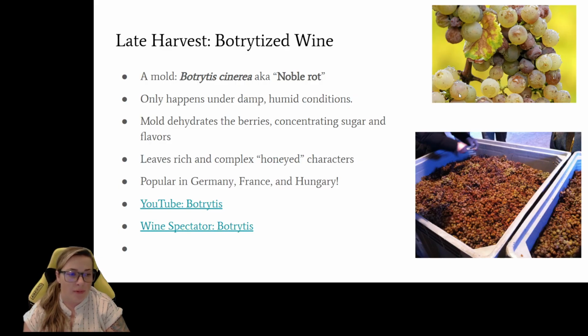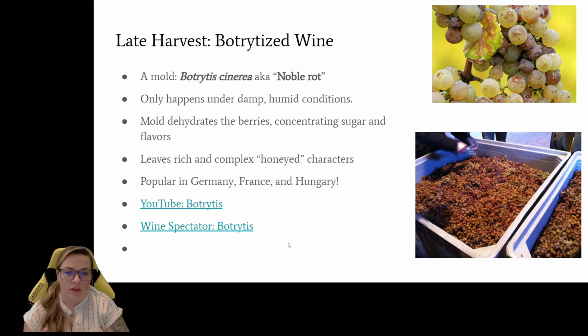It's very, very popular in Germany, France, and Hungary. I have a couple articles, an article and a video for you guys if you'd like to learn more. Overall, they make very good wines, very expensive, high quality. It takes a lot of labor to go through and harvest these grapes.